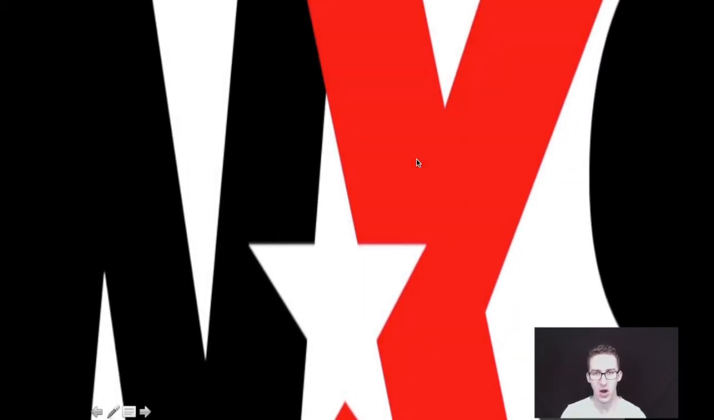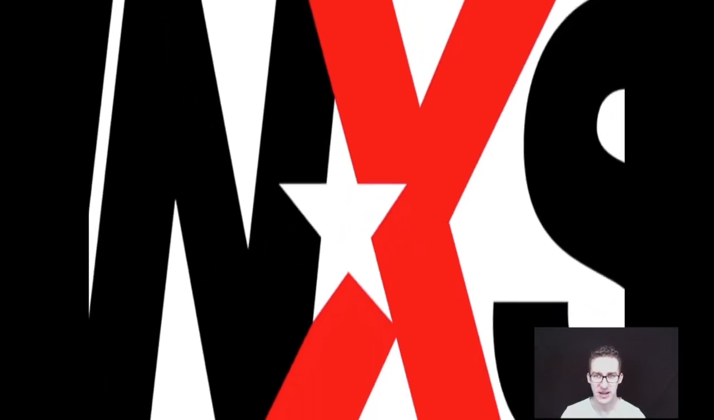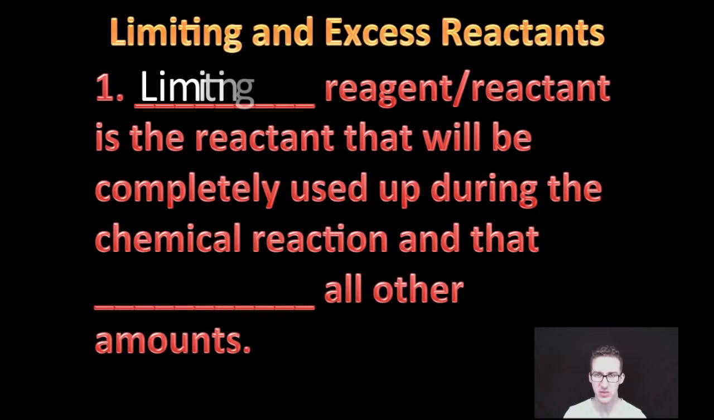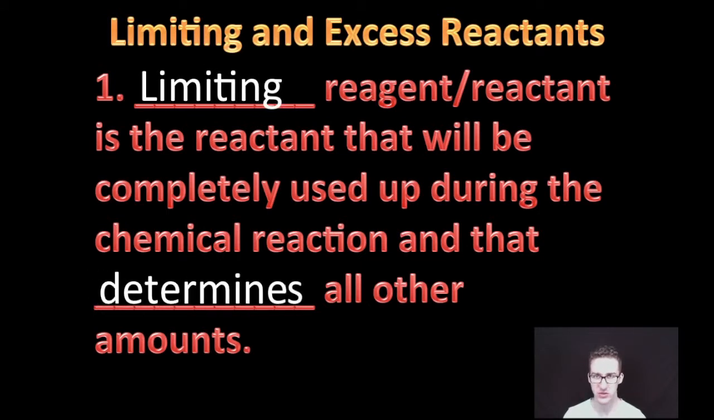So, as we take a look at understanding what's going on with stoichiometry using excess and limiting reactants, first thing is we're going to do some quick definitions here. A limiting reactant or limiting reagent, those two you'll hear interchangeably, is a reactant that will be completely used up during the chemical reaction, and it's going to determine all other amounts. So really importantly here, when you're given a stoichiometry problem and you're given the amounts of two reactants, before you start, you've got to figure out which one's going to limit the reaction.